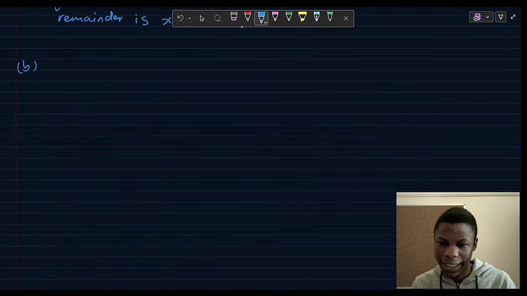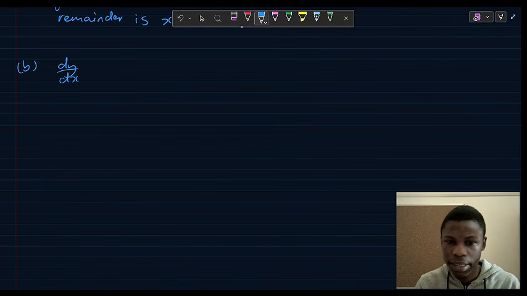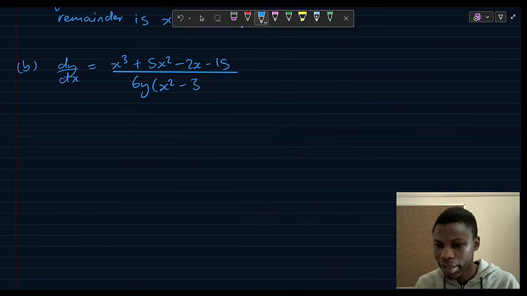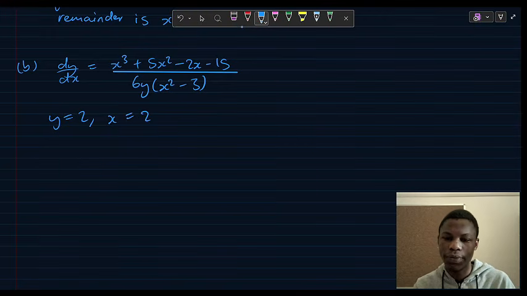Part B. The variables x and y satisfy the differential equation dy dx is equal to, that's x cubed plus 5x squared minus 2x minus 15 all over, this is 6y times x squared minus 3. It is given that y is equal to 2 when x is equal to 2. Solve the DE to obtain an expression for y squared in terms of x.